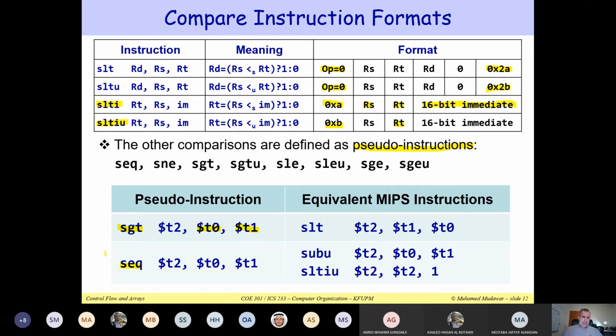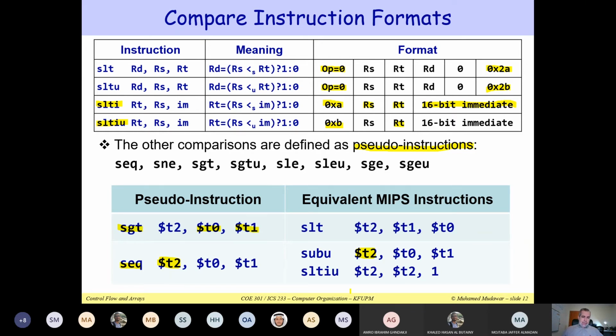We could have chosen here a different register other than T2, but the idea is that we don't really want to modify any other register because this is a pseudo instruction. So a pseudo instruction is not really supposed to modify any other register other than the destination register. But in the MIPS architecture, they use one other temporary register, which is called the assembler temporary. I'll talk about it in a minute.